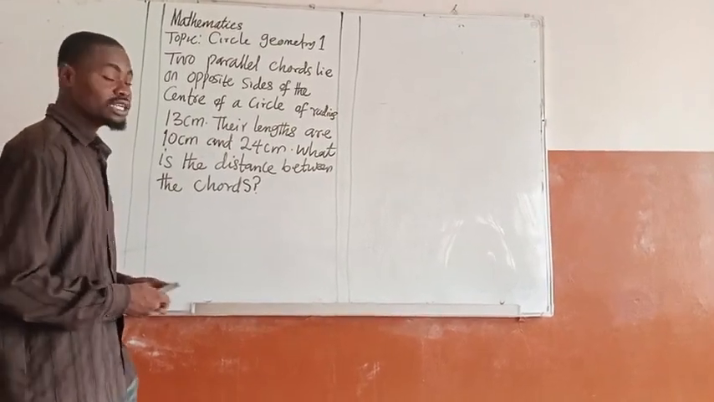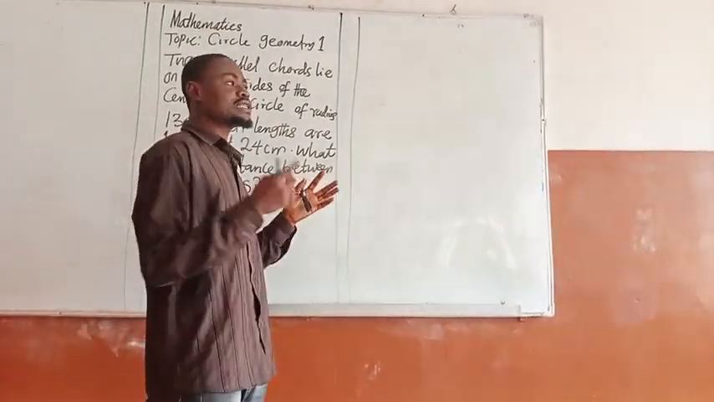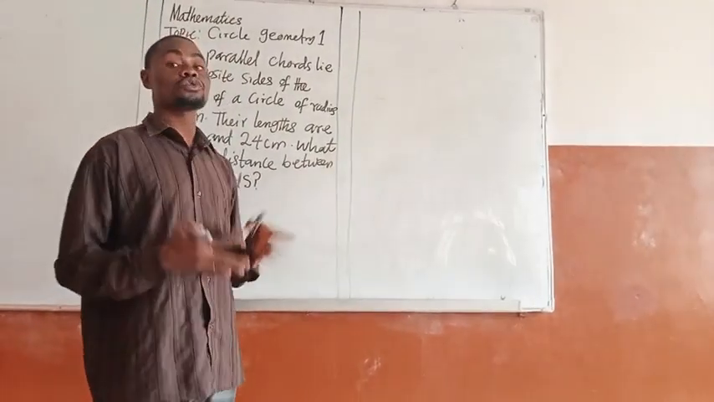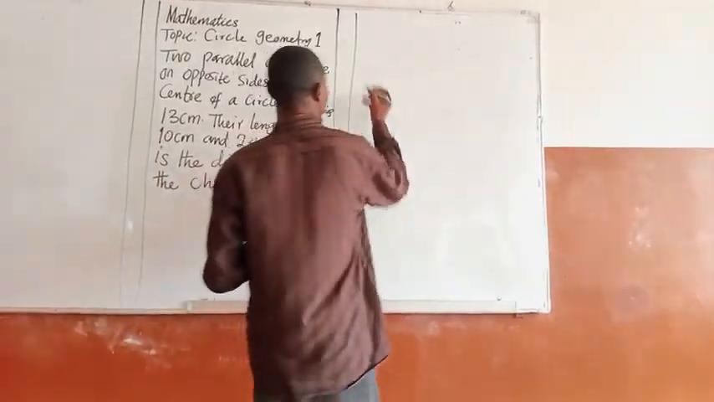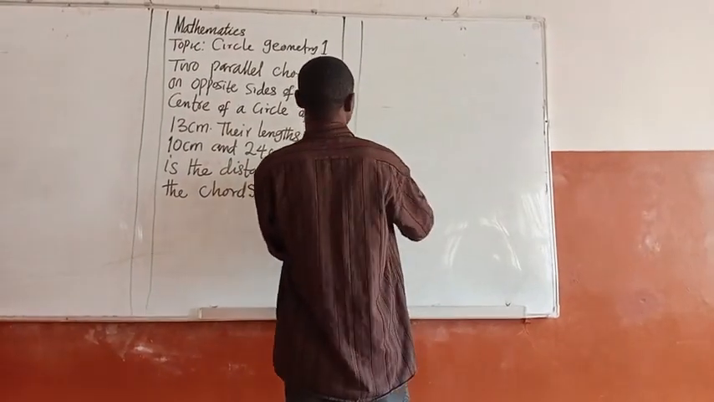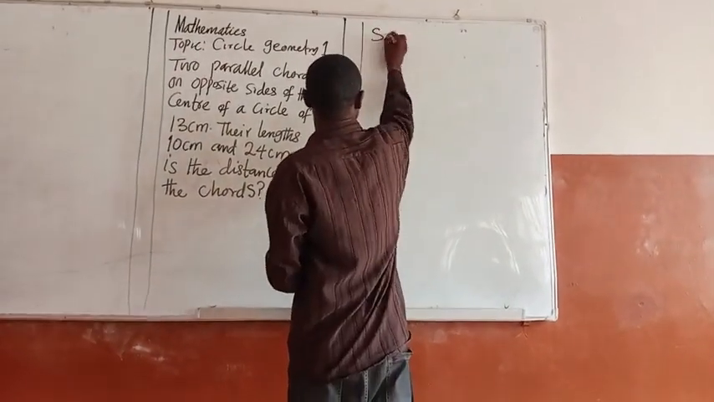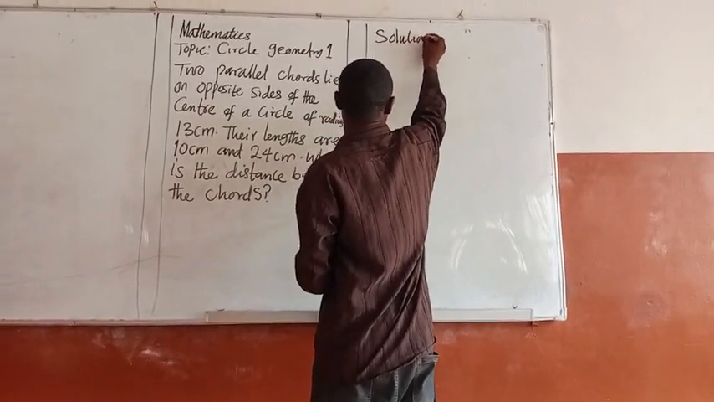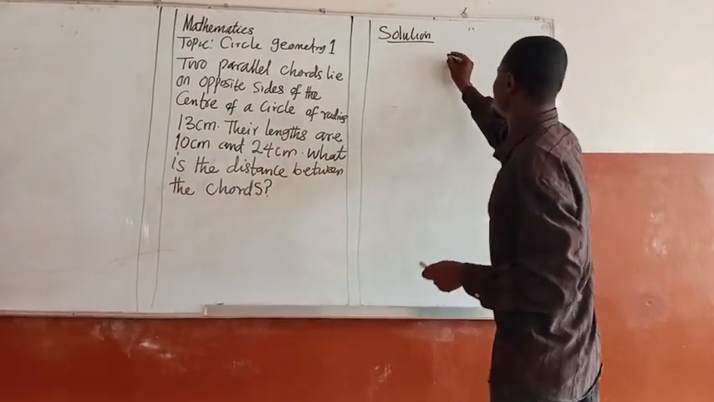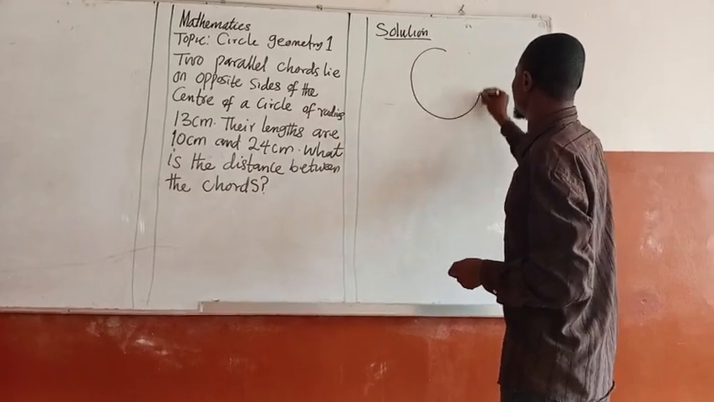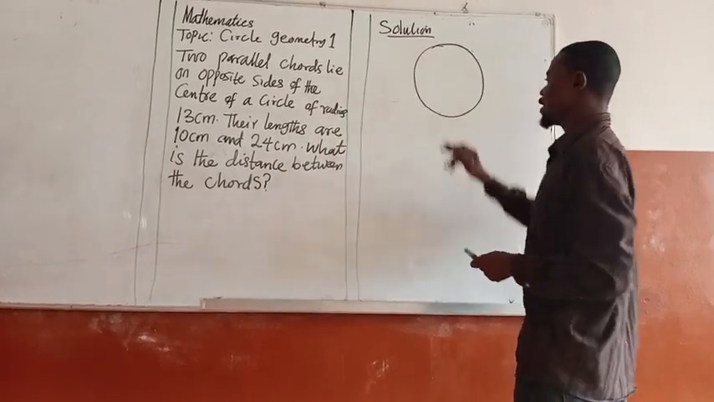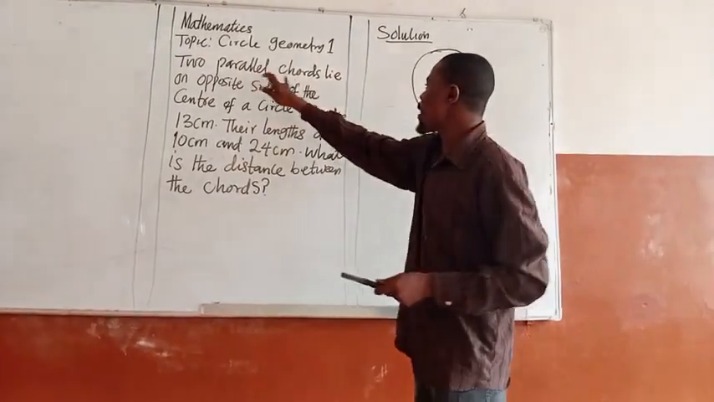So since you are dealing with circle geometry, the first thing that comes to your mind is you have to draw a circle. The solution. So we draw a circle like this, and we have what? Two parallel chords.